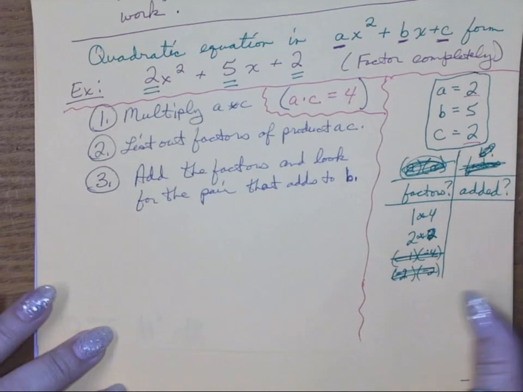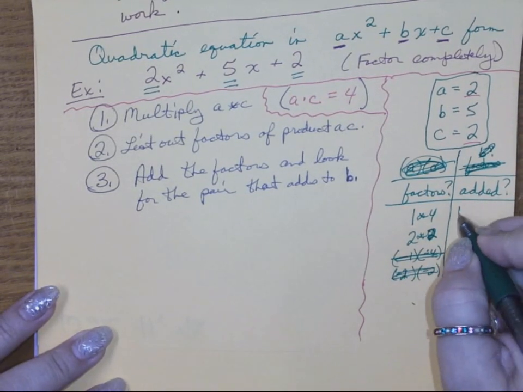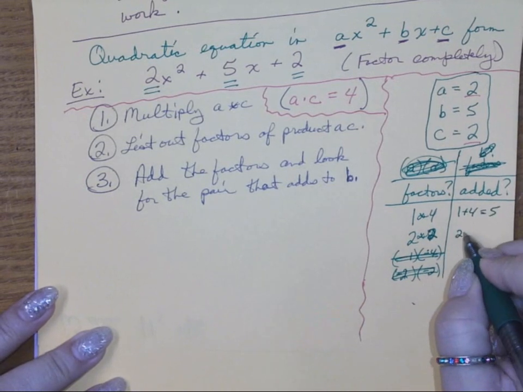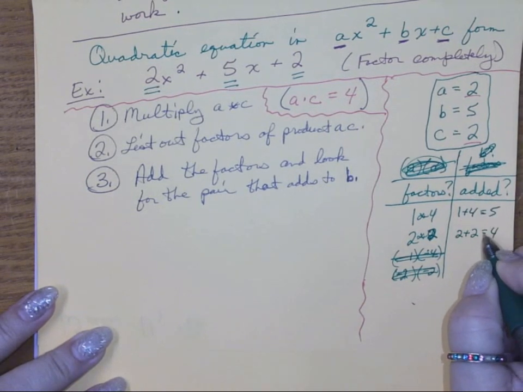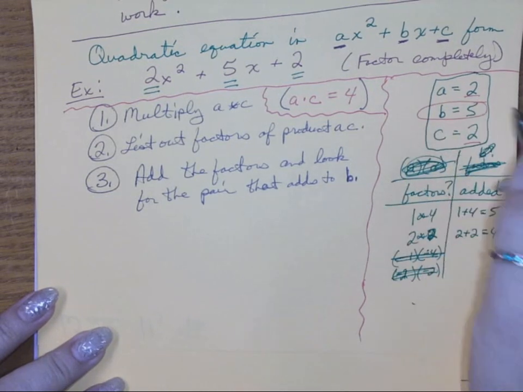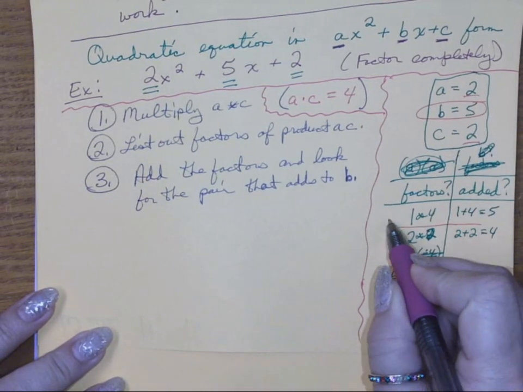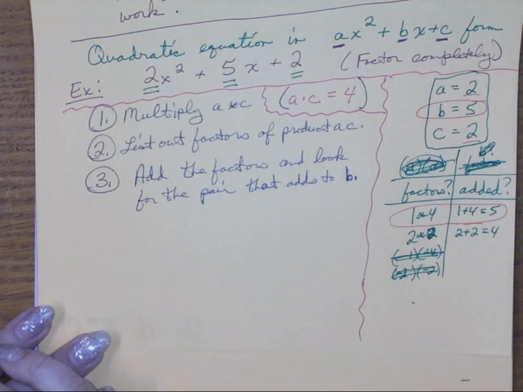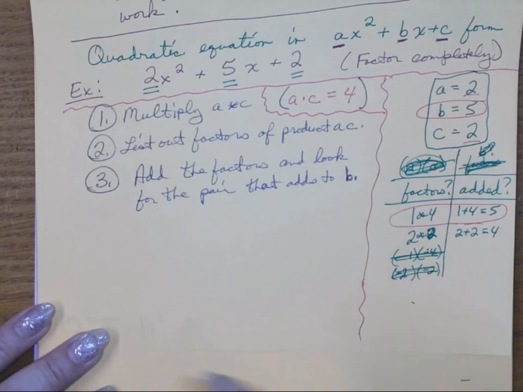Okay, so adding them together, I would do 1 plus 4, that's a 5. And down here I would do 2 plus 2, that's a 4. Okay, there should only be one of those sets that actually gives me my B. So I want the one that adds up to B, which is the top line, right? That's a 5. Okay, so I know that I want 1 plus 4.